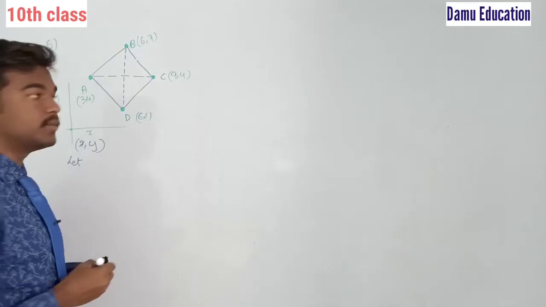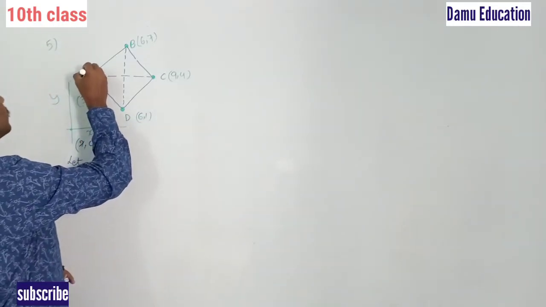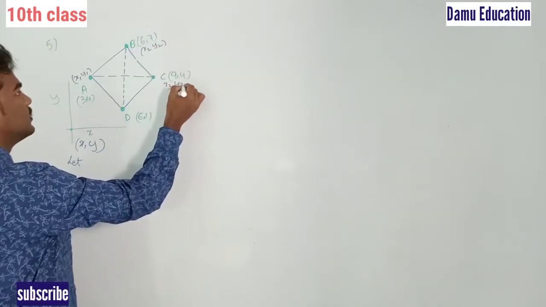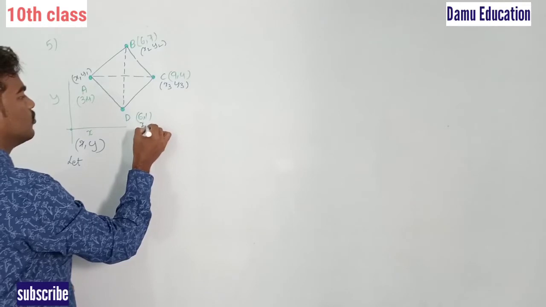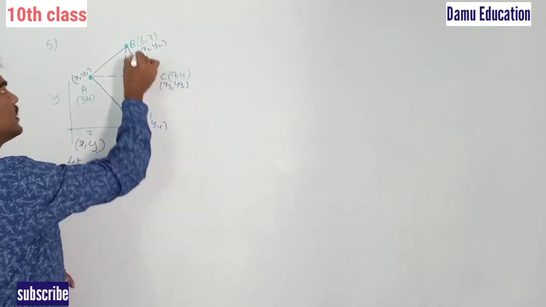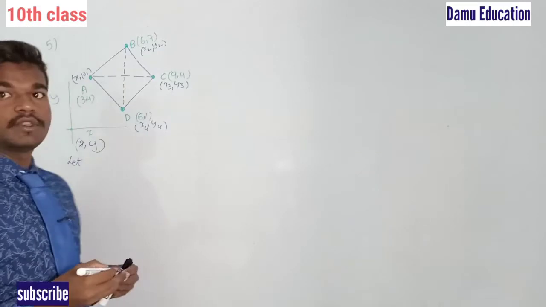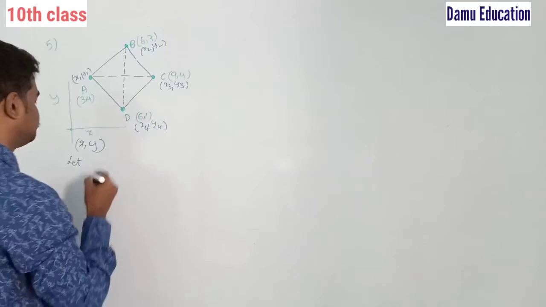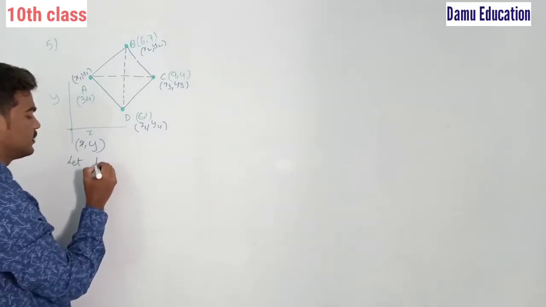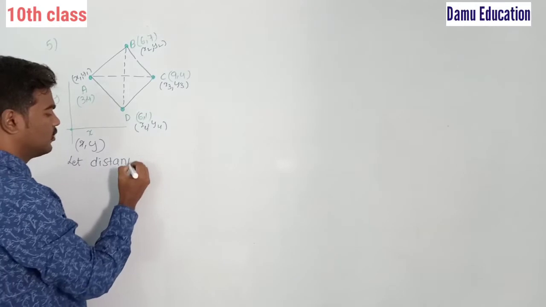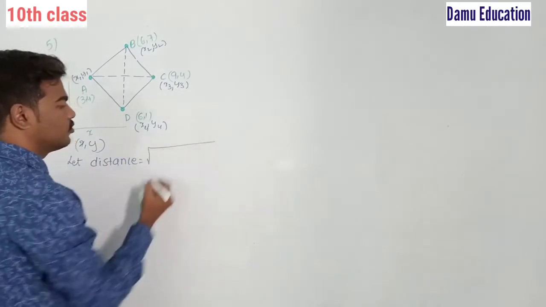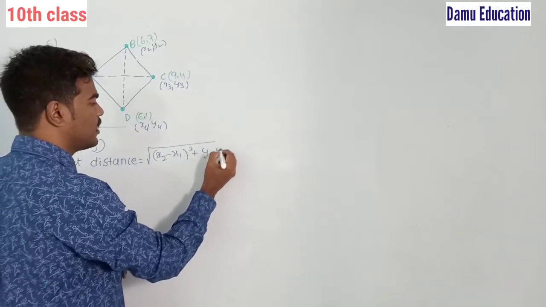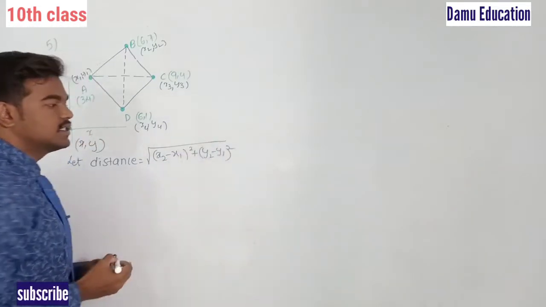What is the length of AB? Let's take this as x1 y1, this as x2 y2, this as x3 y3 and this as x4 y4. So these are the vertices. What is the length between two points? Let's take the length or distance AB. So what is the distance formula? The distance formula is equal to the square root of (x2 minus x1) whole square plus (y2 minus y1) whole square. So this is the distance formula.